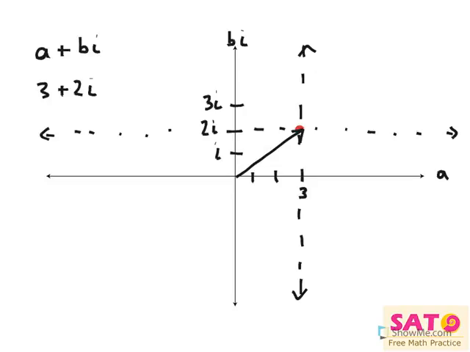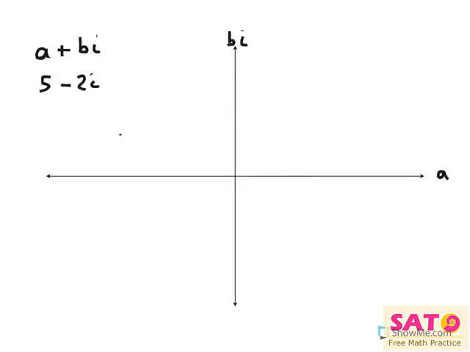Let's try one more. Let's try this out. So 5 minus 2i. I'll slow down so you can think about it. So we have negative 2i here, and we have 5 up here. So it would connect to be right there.